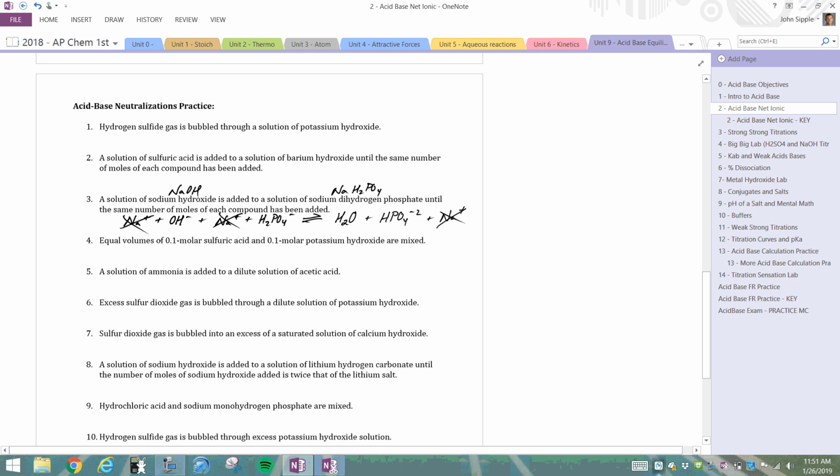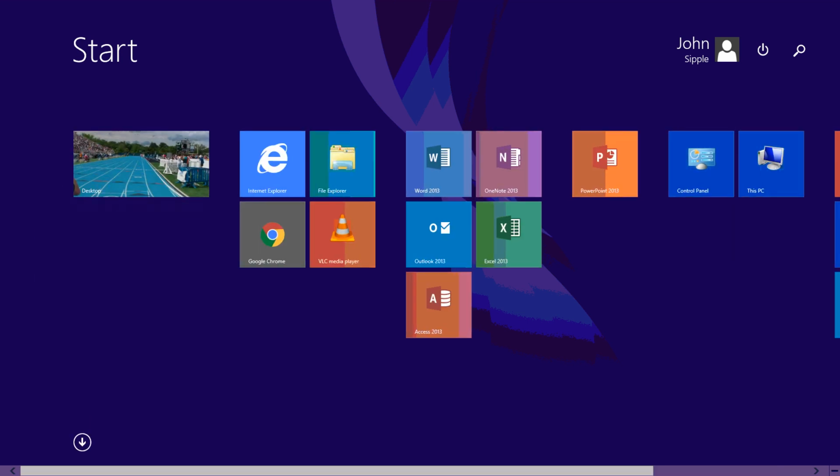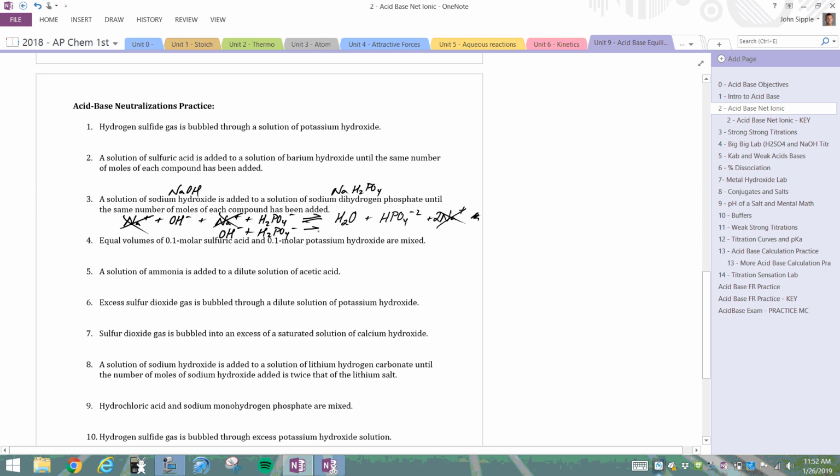Okay, we would actually have two sodiums here, right? So I'm going to put it there and just cancel both of those out, and then we're just left with OH minus plus H2PO4 minus going to H2O and HPO4 2 minus. That's our net ionic equation for that one.